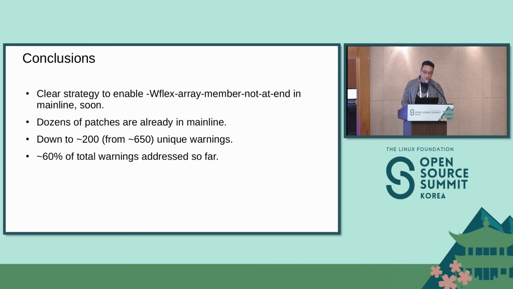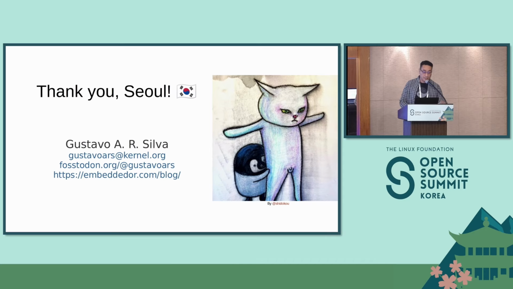So I have a clear strategy for how to complete this work. I started with 650 of these warnings. Now I'm down to 200, so basically 60% of the total warnings have been fixed so far. I have to repeat that the vast majority of those issues are false positives, but I have found some legitimate bugs. And that's it. Thank you.